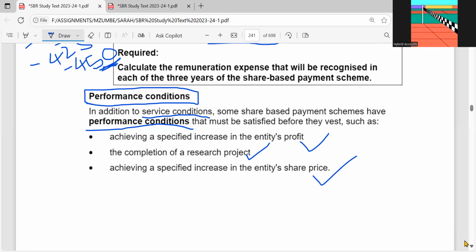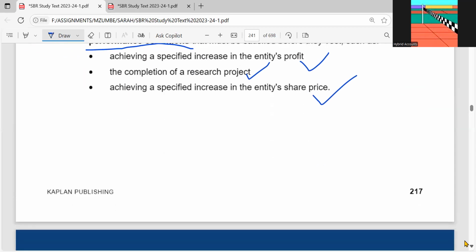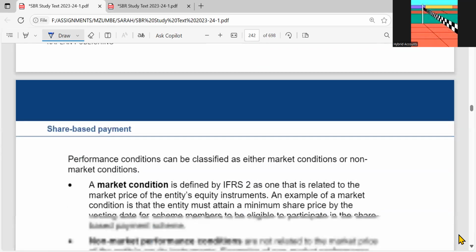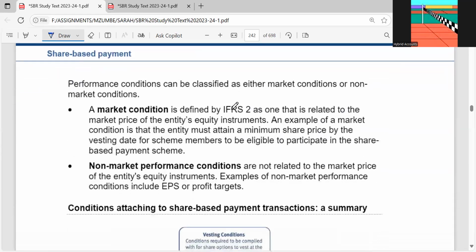Okay, so let's go on. Some of them would be considered, but some of them, even if they are given and not met, we don't care about that. You'll see what I mean, right? So now performance conditions, let's say you have other performance conditions other than service conditions. They could either be market conditions or non-market conditions. You have to know why you speak of market conditions.